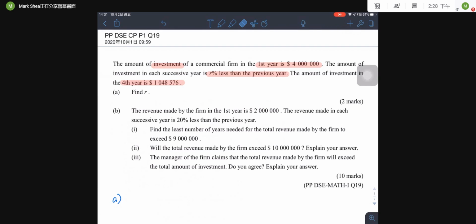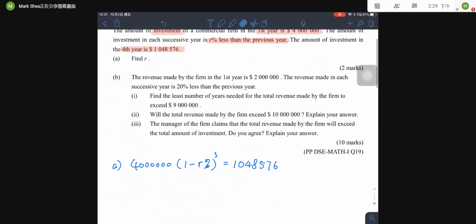$104,576. So how can we use this to find out R in part A? We can set up an equation: 4 million times (1 minus 8%) to the power 3. Here 3 comes from the difference between the fourth and the first year, and it will be equal to 104,576 from the question. Then we can solve for R.